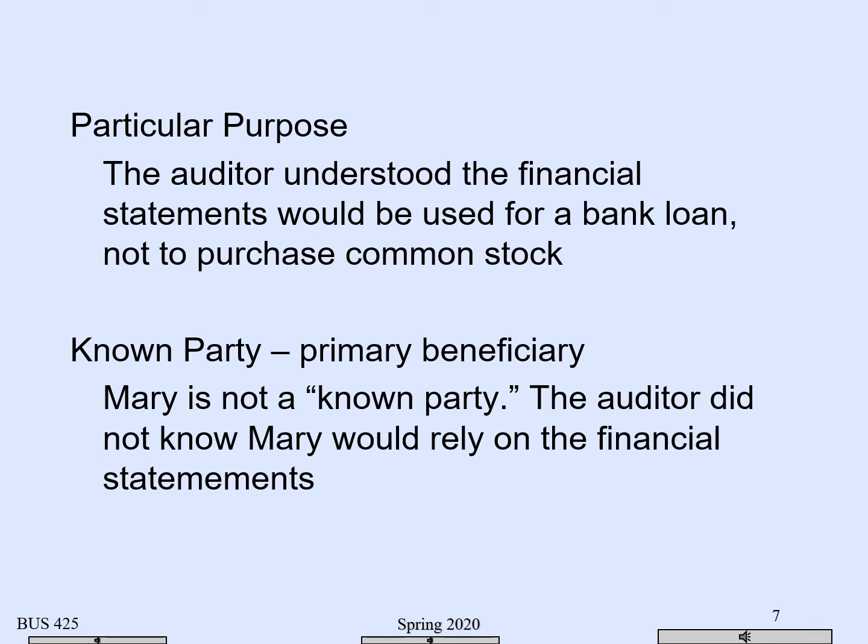Particular purpose. The two big pieces for primary beneficiary are the auditor knows the purpose for which the financial statements will be used, and the auditor knows the party who will rely on the financial statements. So purpose: the auditor understood the financial statements would be used for a bank loan, not to purchase common stock. So the auditor is not going to be liable. Known party, primary beneficiary: Mary is not a known party. The auditor didn't have any way of knowing that Mary would rely on the financial statements. So again, this is a second reason the auditor would not be liable.